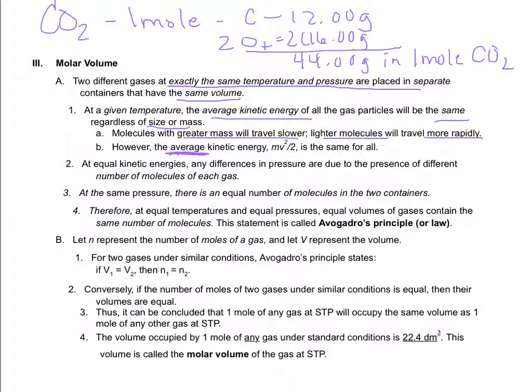At the same pressure, there was an equal number of molecules in the two containers. So, knowing that at a given temperature they're all going to have the same kinetic energy, at a given pressure, then you're going to have an equal number of molecules in those two containers. We can then say that at equal temperatures and pressures, equal volumes of gas contain the same number of molecules. And this is what's called Avogadro's law.